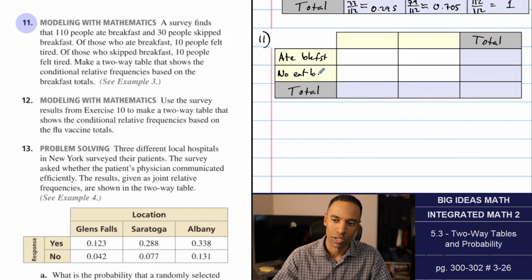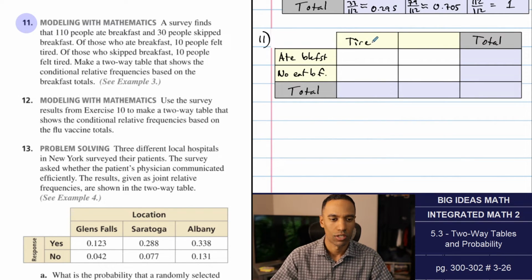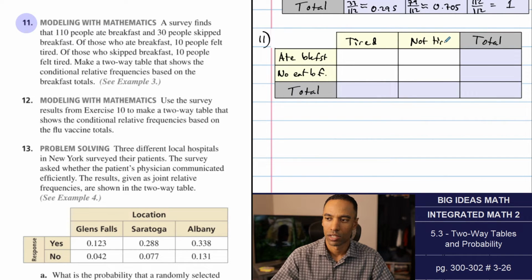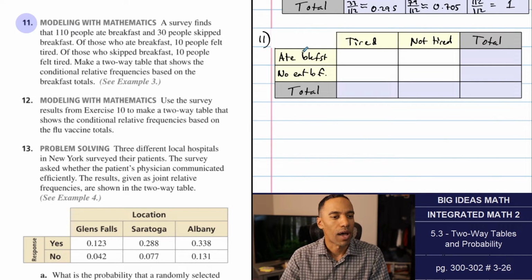No, eats breakfast, and then tired. Wait, yeah, tired, not tired. Okay. No, eats breakfast: 110 people ate breakfast. That's the total. This is conditional relative frequencies, by the way, so let's talk about that in a bit. Let's start with these. 110 total.